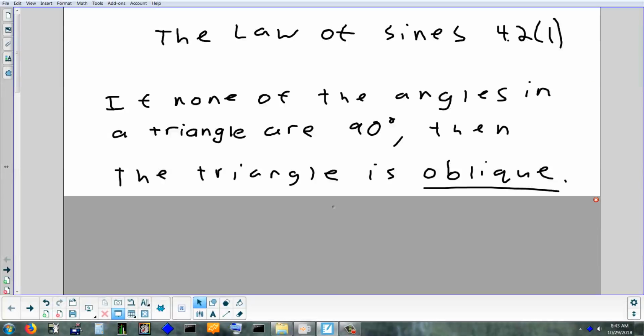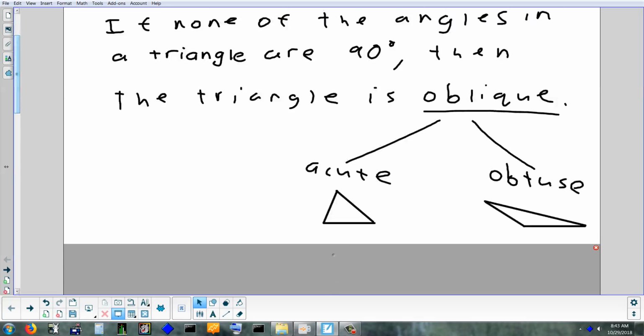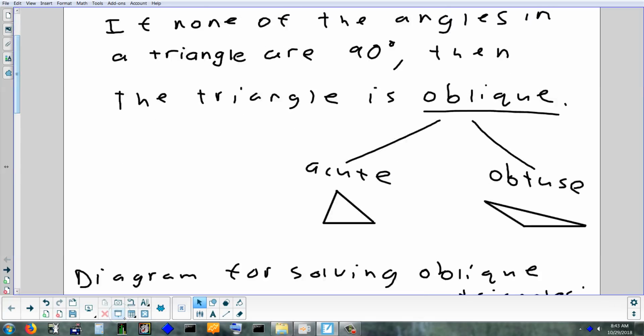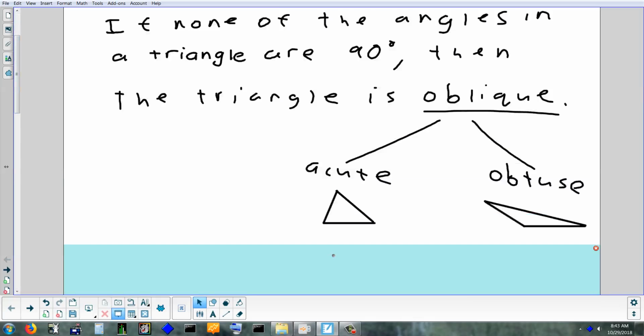There's really two categories for oblique triangles. You could have a triangle where all the angles are less than 90. An example would be an equilateral, 60, 60, 60. That would be called an acute triangle. Or you can have the case where you have one angle that's bigger than 90, right? And that would be an obtuse triangle.